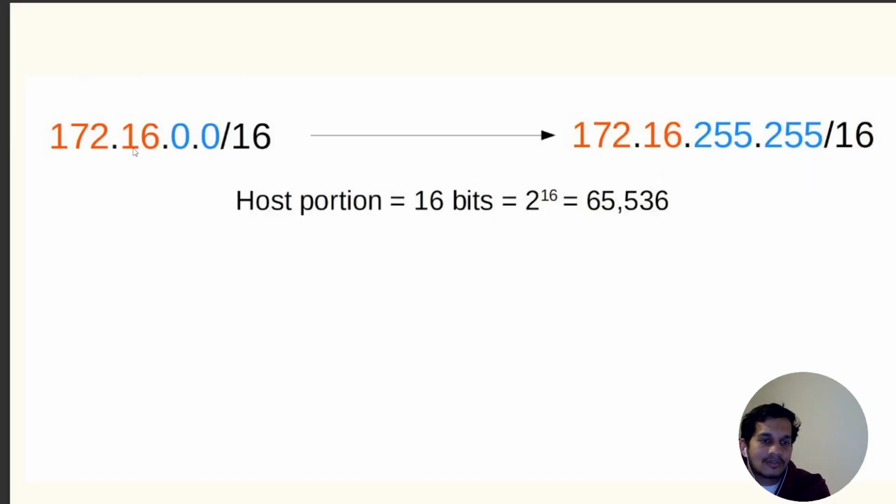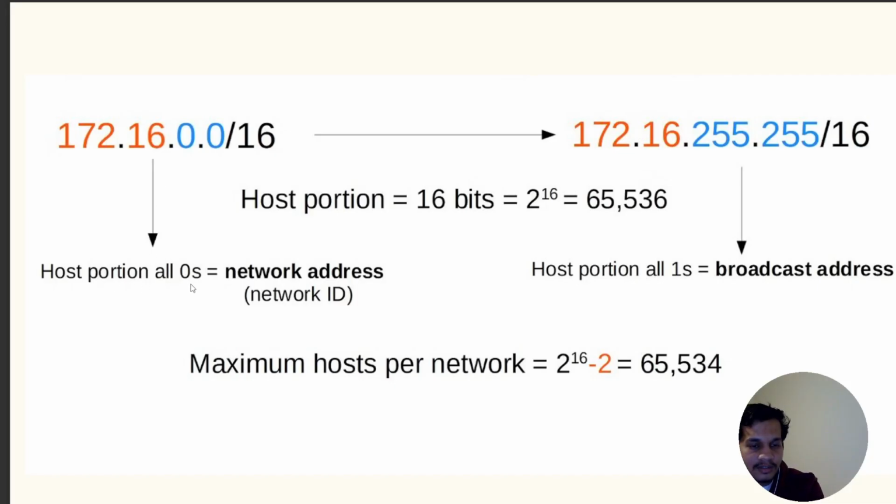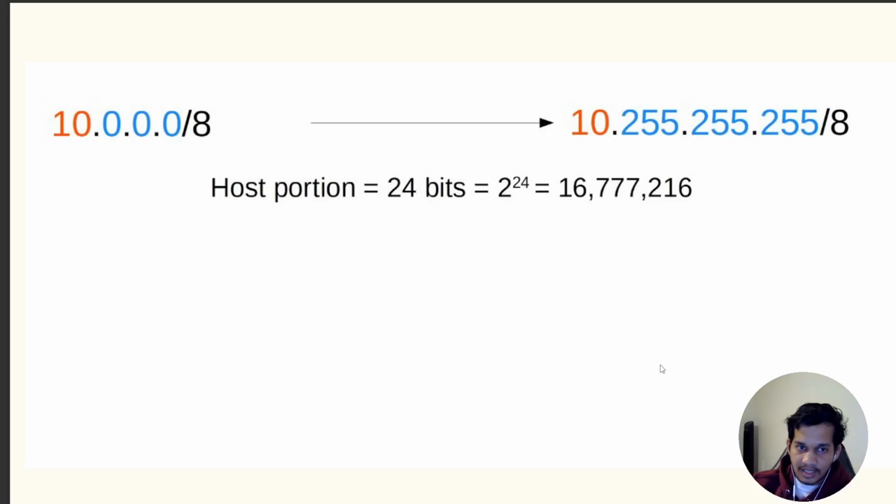172.16.0.0/16. So the first 16 bits are for the network and the rest 16 bits are for the host part. All host portion zeros is called the network address, and all host portion ones is called the broadcast address, that is 172.16.255.255/16. So the maximum number of hosts in this network is 2 raised to 16 minus 2, which is 65,534.